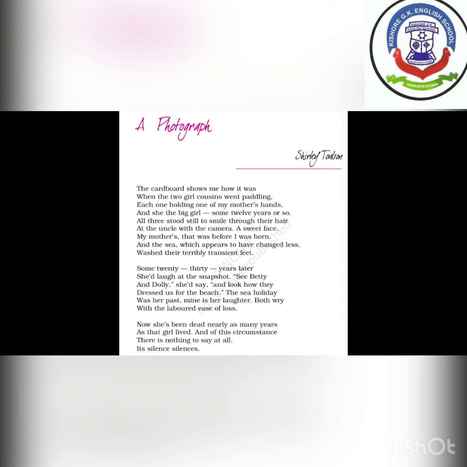So both girls' mothers were there before Betty and Dolly were born. At the time they went nearby the seashore, which appeared to have changed, washed their terribly transient feet. Transient means temporary. Friends, when both cousin sisters were born, they remembered a lot, and their mothers went with them, enjoyed a lot, and took such a beautiful snapshot, and attached it somewhere on the wall in the house. Some 20-30 years later, she had a laugh at the snapshot.